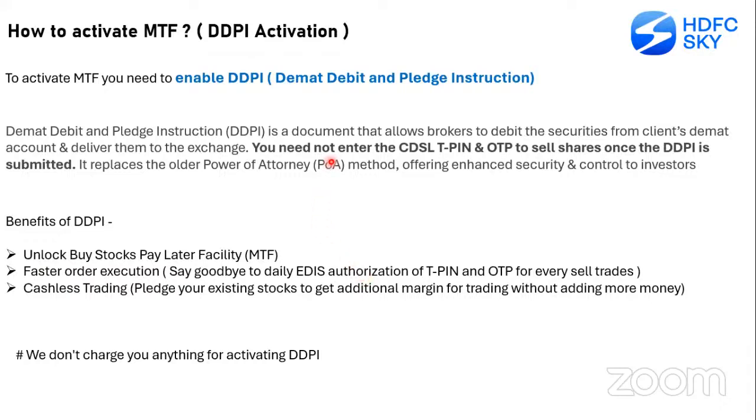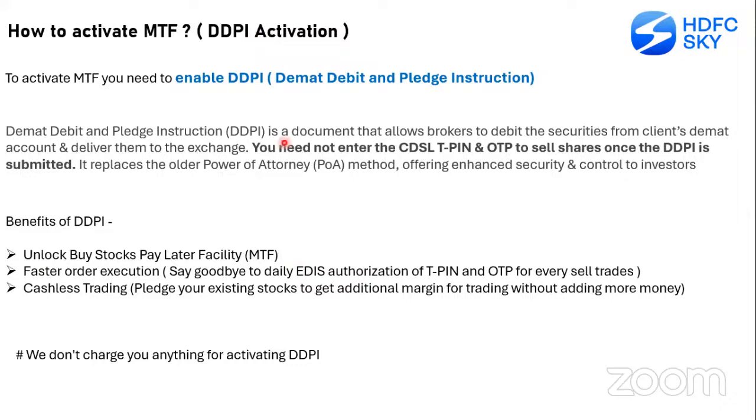सेकेंड थिंग, DDPI एक्टिवेट होते ही यू कैन स्टार्ट ट्रेडिंग इनटू द MTF. एंड द थर्ड बेनिफिट इज कैशलेस ट्रेडिंग, विच मीन्स आप अपने कोई भी शेयर्स आपके पास अवेलेबल है इन योर डीमैट अकाउंट, द सेम शेयर यू कैन प्लेज एंड यू कैन टेक द एडिशनल पोजिशन इनटू द MTF. So this is the importance of the DDPI.